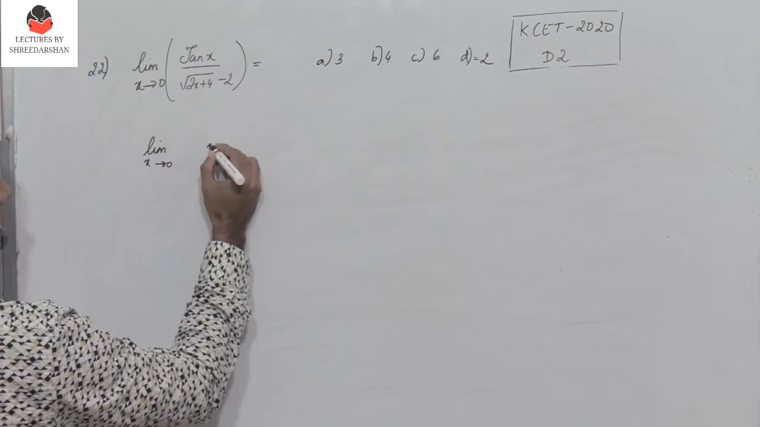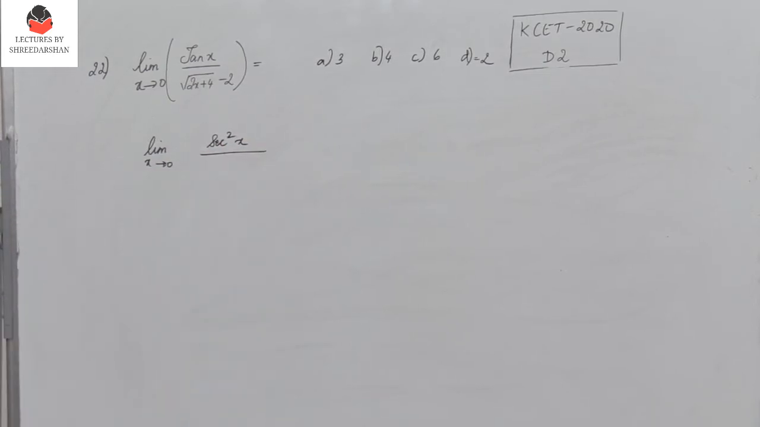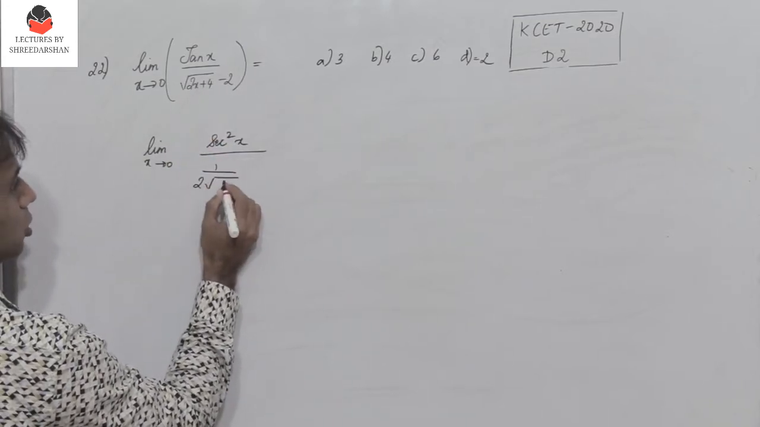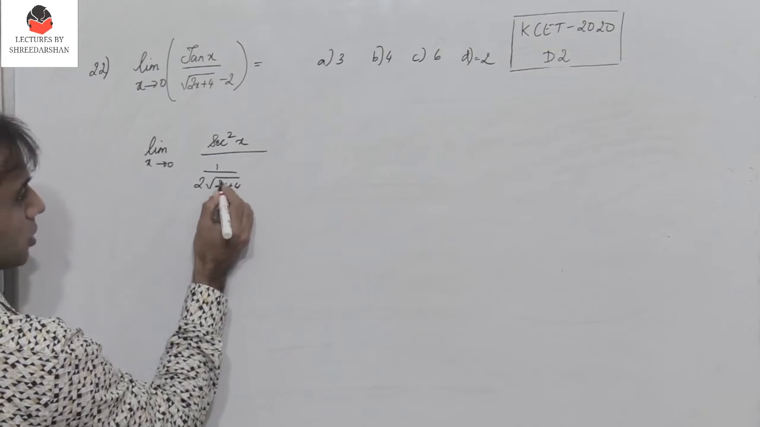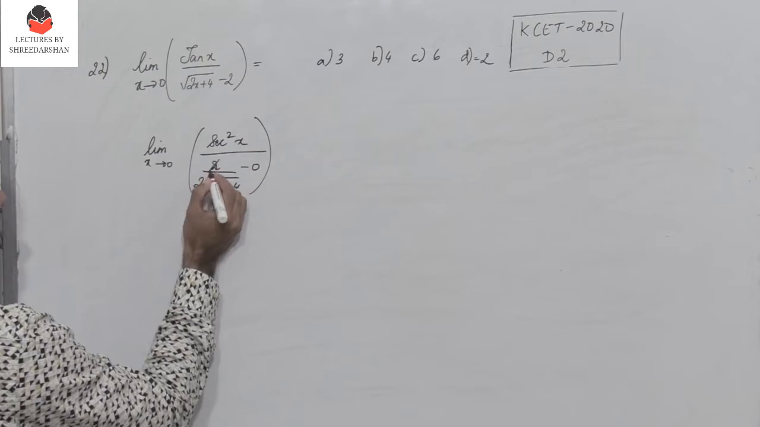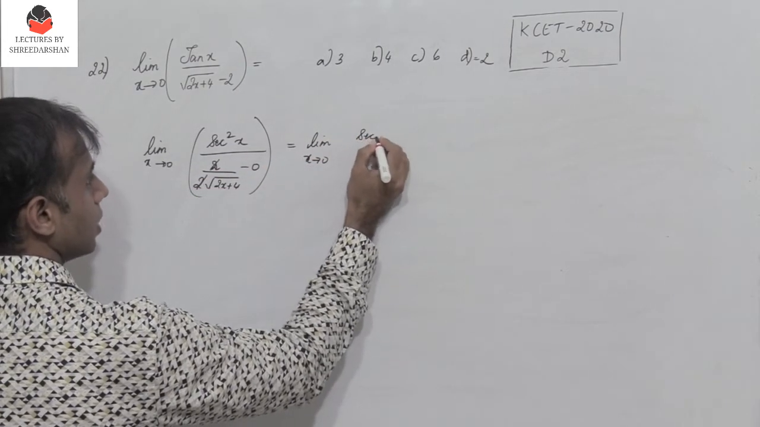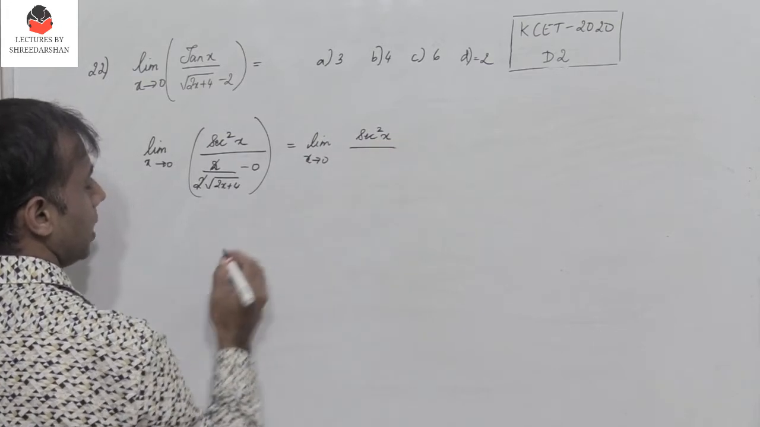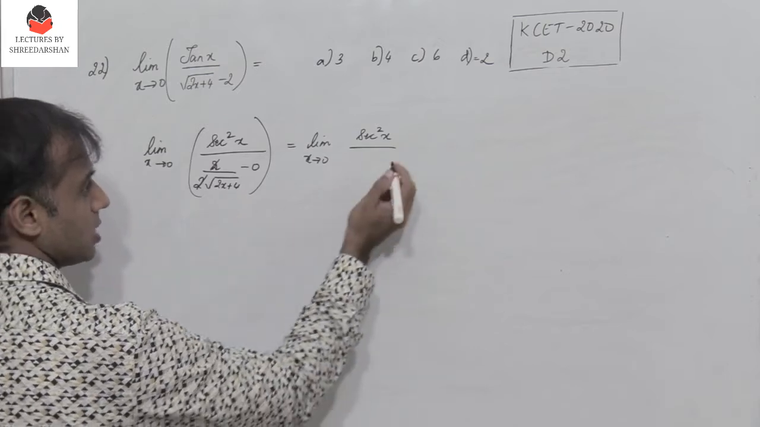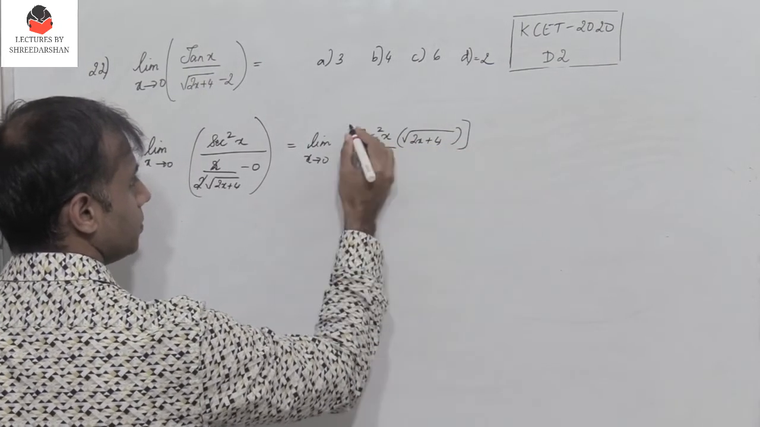So the differential of tan x is secant square x, divided by the differential of root of 2x plus 4, which we know is 1 by 2 root of 2x plus 4 into the differential of 2x, which is 2, minus 0. Okay, so 2 gets cancelled, so I'm left with the limit of x tending to 0 of secant square x divided by, here I get 1 by root of 2x plus 4, so that goes to the numerator, so I have root of 2x plus 4. So this is what I have, right?